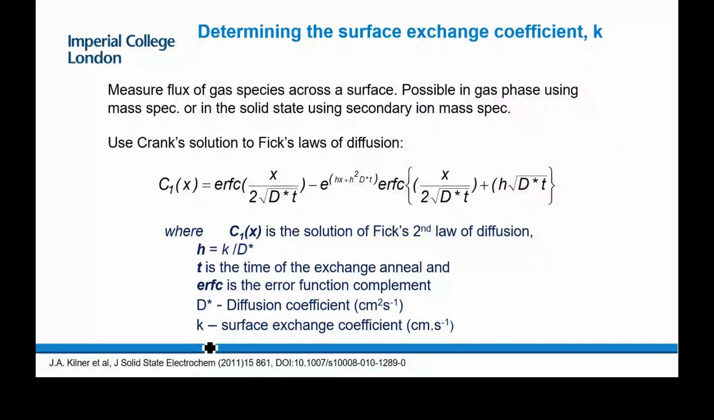But it's not straightforward. You need a secondary ion mass spectrometer for a start, and you need some rather expensive isotopes. So there are a few limitations, but there are possibilities of getting that unambiguous measurement.